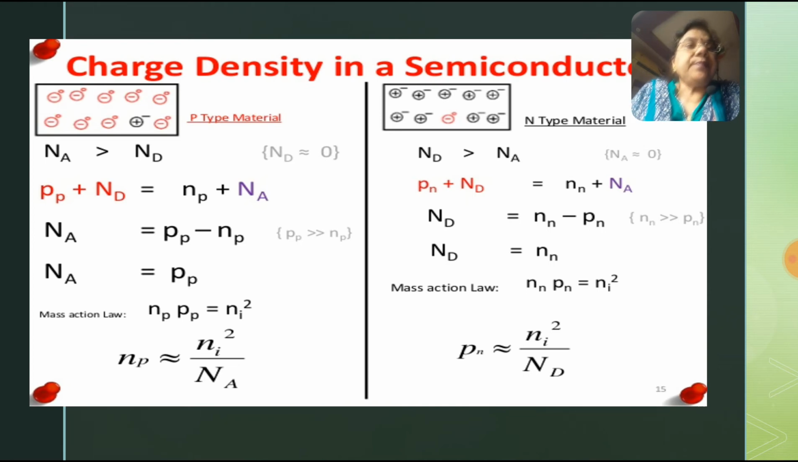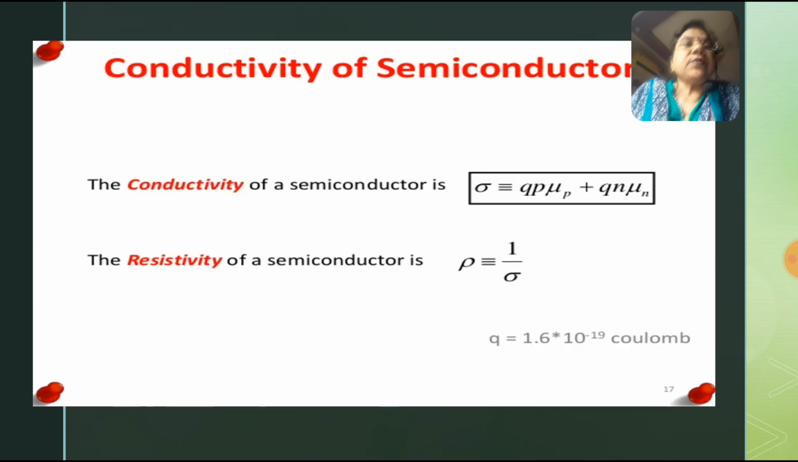Now the mass action law, what does it tell us? np into pp is equal to ni square. And here in N-type semiconductor, nn into pn is equal to ni square.